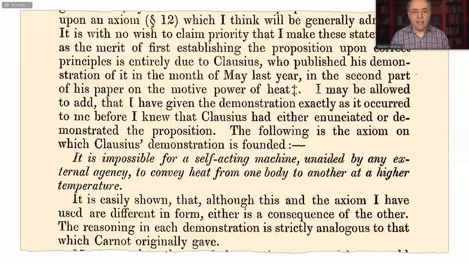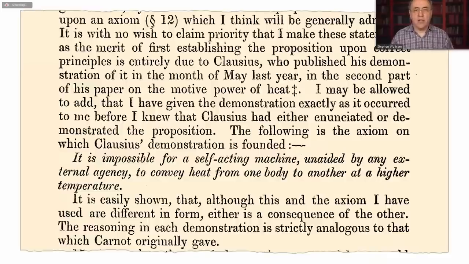I may be allowed to add that I have given the demonstration exactly as it occurred to me before I knew that Clausius had either enunciated or demonstrated the proposition. The following is the axiom on which Clausius's demonstration is founded. So this is now quoting Rudolf Clausius, who we'll talk about in a little bit. Clausius said, it's impossible for a self-acting machine, unaided by any external agency, to convey heat from one body to another at a higher temperature. So in other words, this is again a statement of heat doesn't flow from a colder body to a hotter one. It is easily shown that although this and the axiom I have used are different in form, either is a consequence of the other. The reasoning in each demonstration is strictly analogous to that which Carnot originally gave.